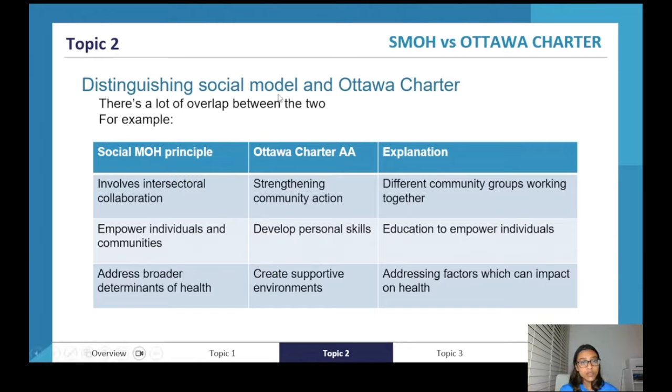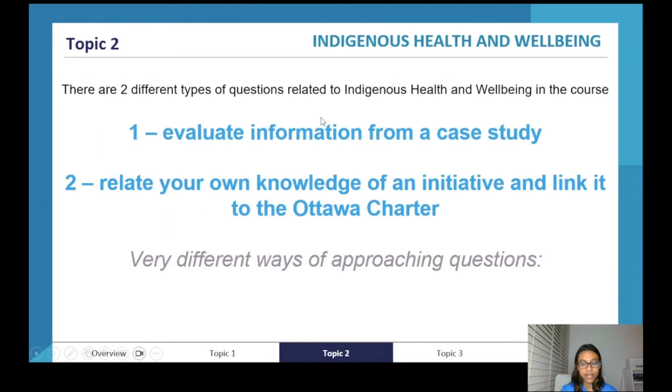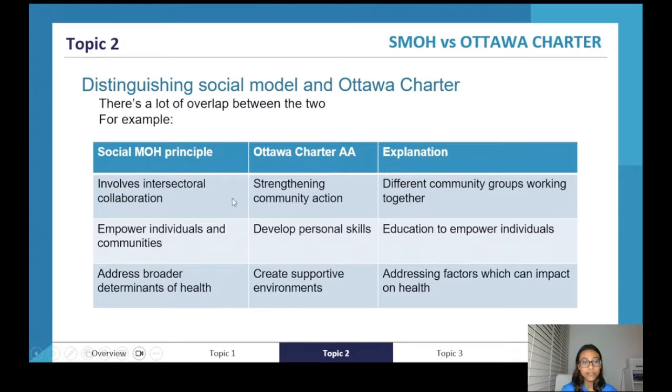We've got distinguishing the social model and the Ottawa Charter. We've got the social model of health principles here, and the Ottawa Charter action areas and the explanations as well. There's a lot of overlap, so these are the overlaps here, but remember that there are different buzzwords. They kind of overlap in buzzwords too, but remember not to confuse yourself, because you never know.